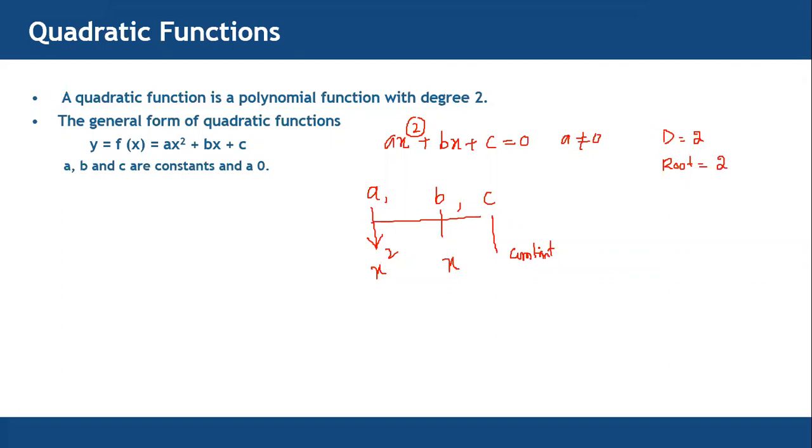Well, how can we solve this equation, how can we find the roots of this function? To solve for the roots of a quadratic function, you know that we use three methods. The first one is called the factorization method. The second one is the completing square method. And the third one is called the quadratic formula.